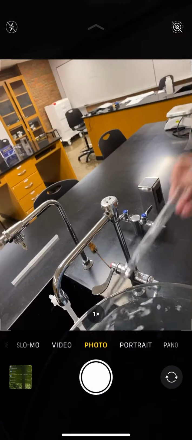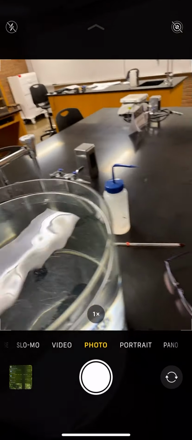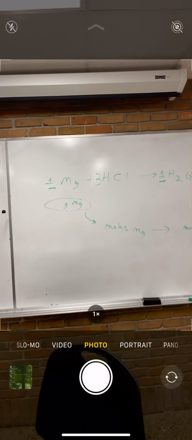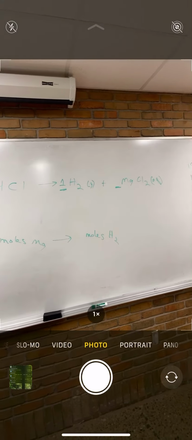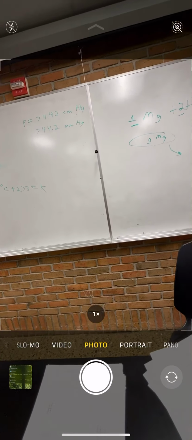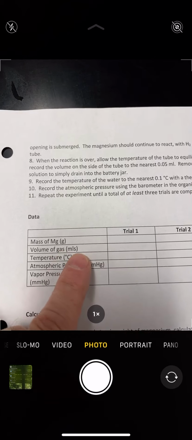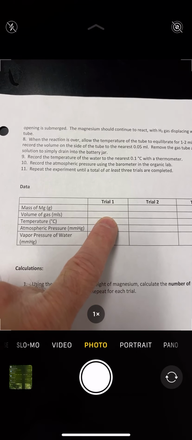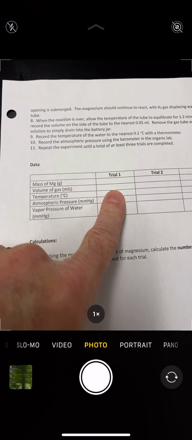So I can let this out. 45.40 milliliters for the amount of gas that we collected. Right, we just ran this reaction. Magnesium and HCl became hydrogen gas and magnesium chloride. And we determined that the volume of this gas is 45.40 milliliters. Okay, so now you have everything you need.